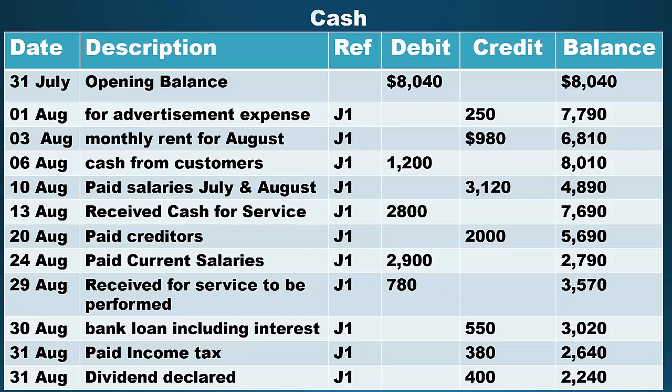Cash ledger. 1. Date. Write the date, August 31. 2. Narrative. Add the narrative. Paid income taxes and dividends. 3. Reference. Include the journal reference, J1. 4. Amount. Enter $380 and $400 separately in the credit column. We credit cash because the company spent money, and decreases to assets like cash are recorded on the credit side.